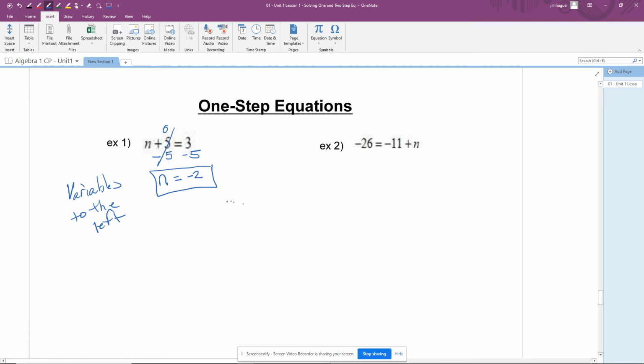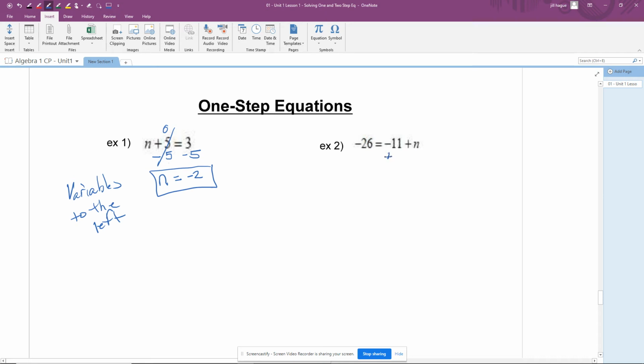Would you pause the video and try this one? When you're done, unpause it and you can watch this solution. Okay, so in this case, my n is already over here. So even though I said get the variables to the left, it's over here. It's by itself. There's no number. So I'm going to leave it on the right. No problem. And I got to get this over to the other side because I have to get all my numbers to the opposite side of the variable.